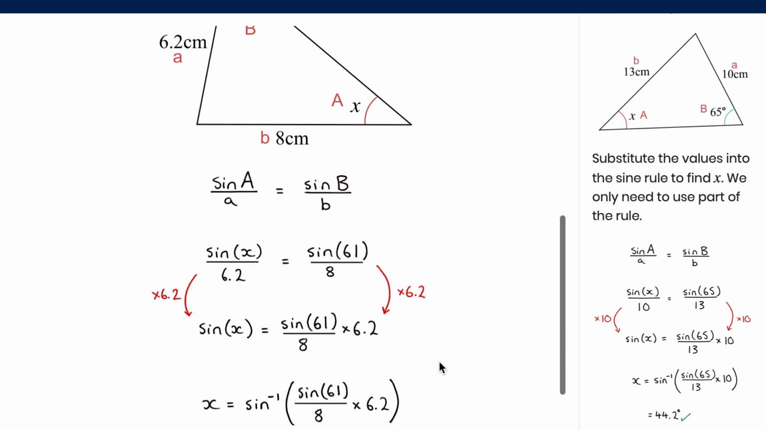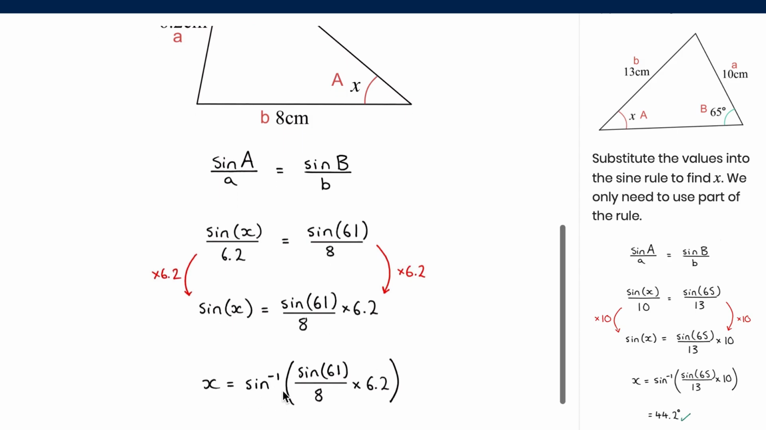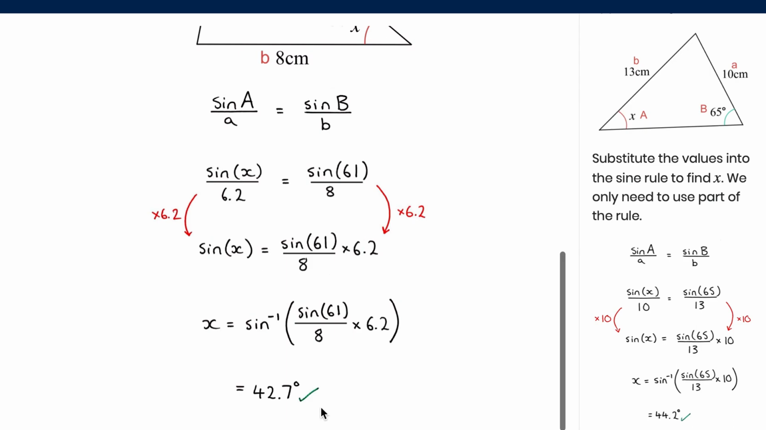And then again, to get x on its own, we use the sine to the minus 1 function. So x is equal to sine to the minus 1 of sine 61 over 8 times 6.2, which when entered into your calculator, by first calculating sine 61 over 8 times 6.2 and then doing sine to the minus 1 of the answer, that gives us an angle of 42.7 degrees, correct to one decimal place.